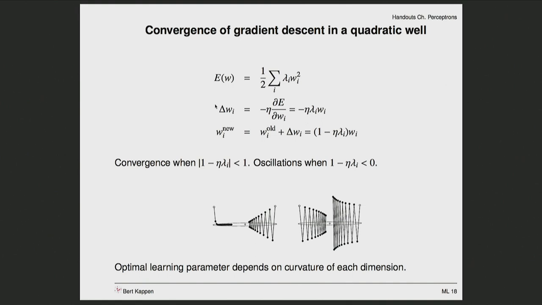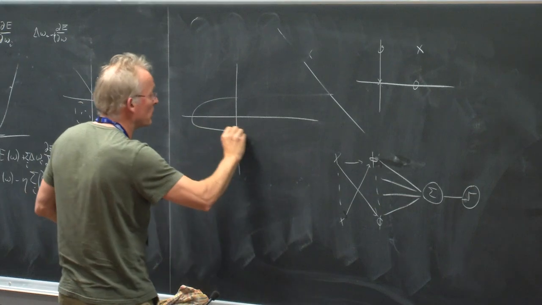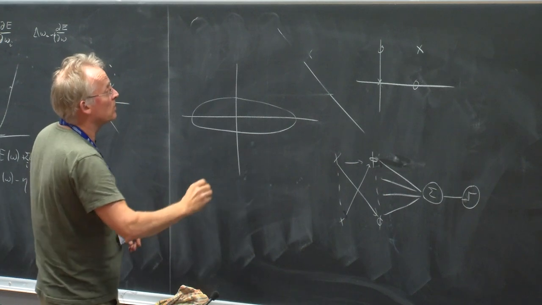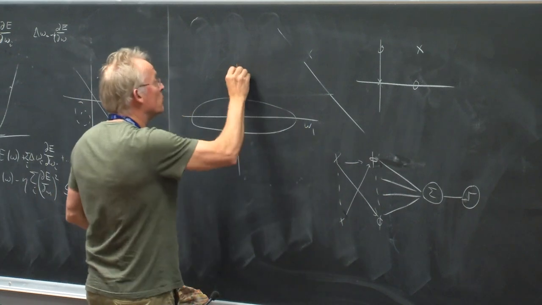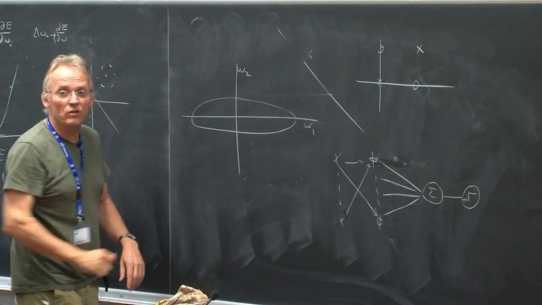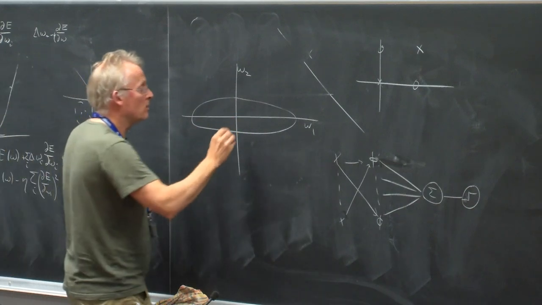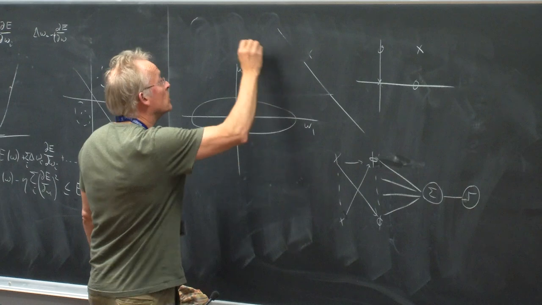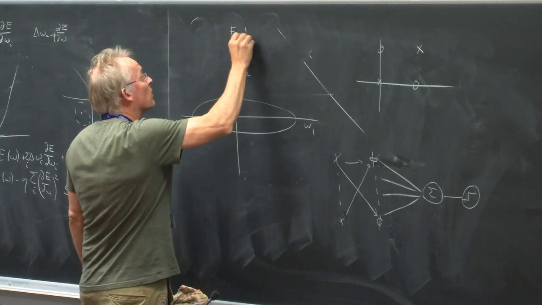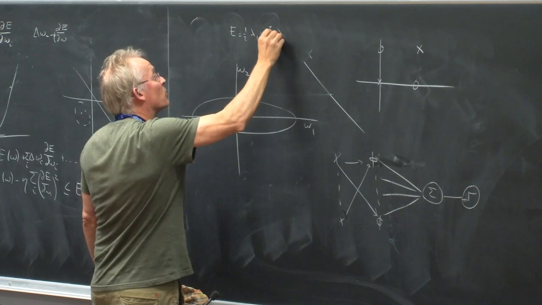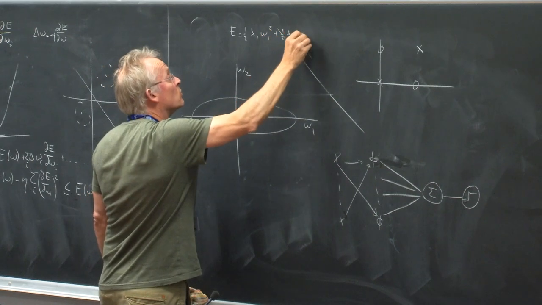So it's a lambda I W I. So it has curvatures. If I would make a two-dimensional picture, it has curvatures in all directions. So for instance here, it would be like an ellipsoid, right? It would be like this. So this is W1, W2, and these are lines of constant E, right? So E is 1/2 lambda 1 W1 squared plus 1/2 lambda 2 W2 squared.